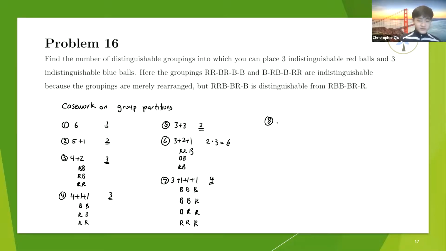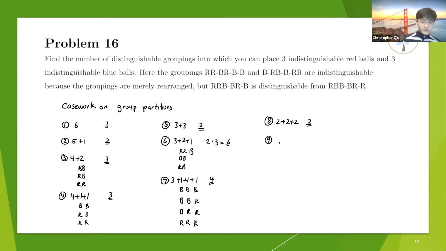And then we have the case when we have 3 groups of size 2. And the possibilities in this case, you can see, are only having 2 blue balls in one group, 2 red balls in another group, and then 1 blue and 1 red in the last group. Or we can have 1 blue and 1 red in all 3 groups. So there are 2 possibilities for the number of groupings in this case.